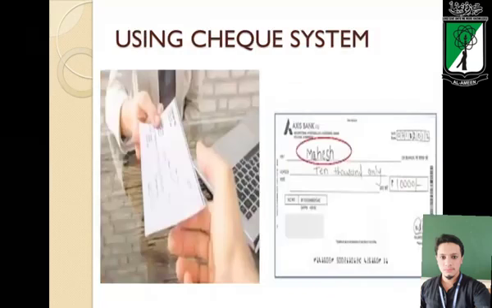Then the third point is using check facilities. Using check facilities is also one of the most important functions of a commercial bank. Banks render important services by providing an inexpensive medium of exchange, such as checks. In modern business transactions, the use of checks to settle debts is much more convenient than the use of cash. In fact, the check is also known as the most developed credit instrument.